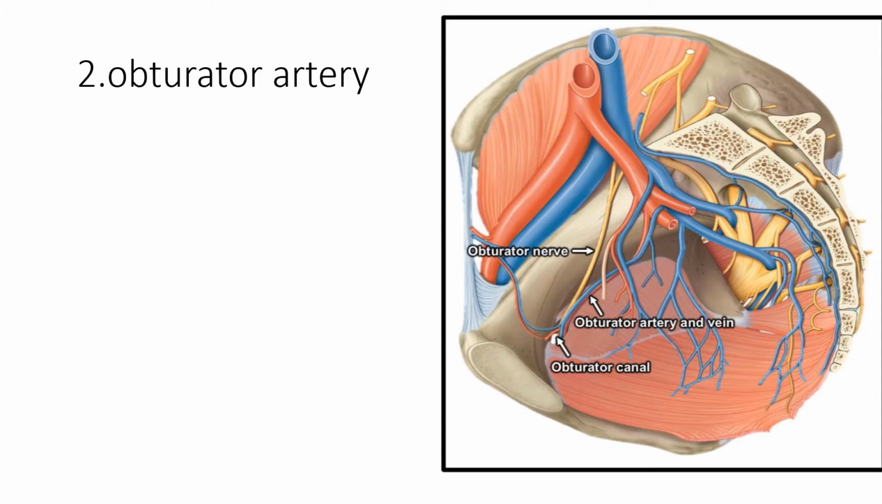The obturator artery passes forward and downward along the lateral pelvic wall. You see the obturator artery and the vein. The obturator artery passes downward and forward along the lateral pelvic wall, accompanied by the obturator nerve above the corresponding vein. These structures leave the pelvic cavity through the obturator canal, and there the artery divides into the anterior and posterior branch around the margin of the obturator foramen.